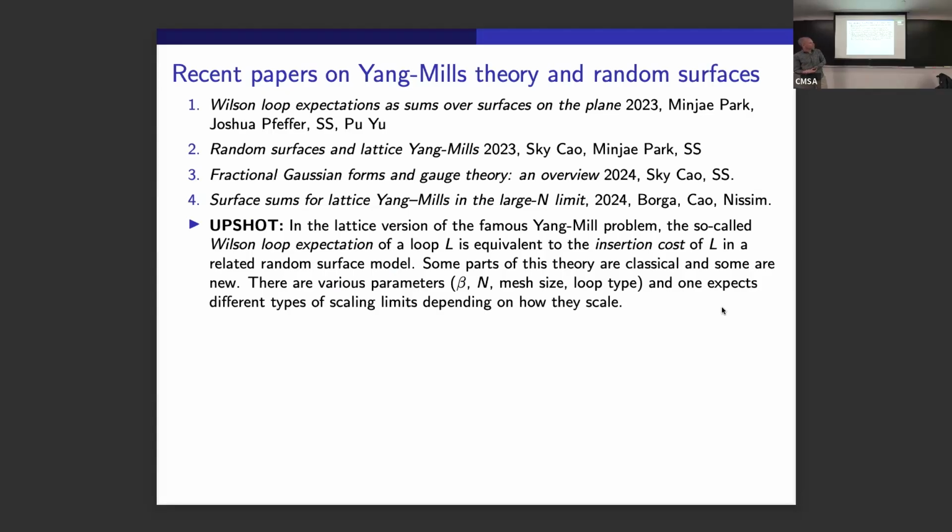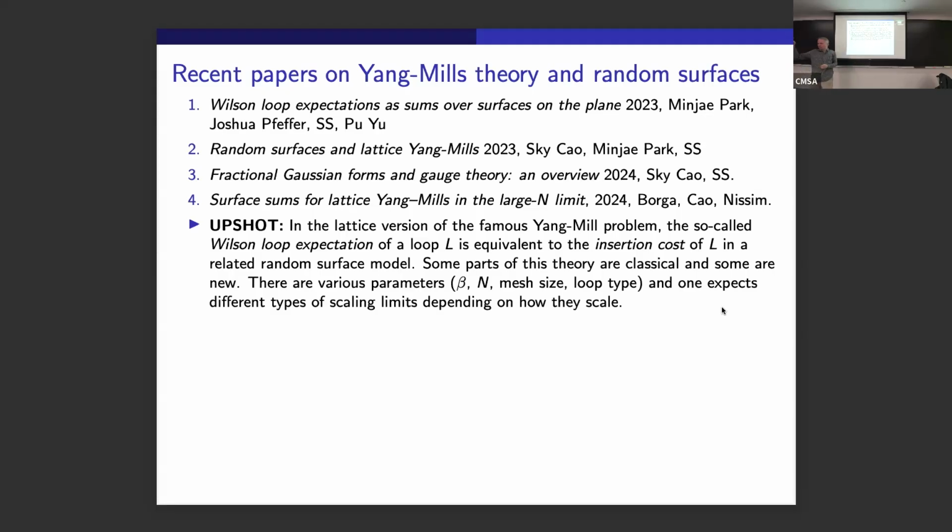In the lattice version of the famous Yang-Mills problem, the so-called Wilson loop expectation of a loop L is equivalent to the insertion cost of L in a related random surface model. Some parts of this theory are classical and some are new, and there are various parameters: beta, which is the strength of the force, making you want to be close to the identity; big N, which is the dimension of this matrix group; and then your mesh size and what type of loop you take. You may expect different types of scaling limits depending on which part of this space you program.